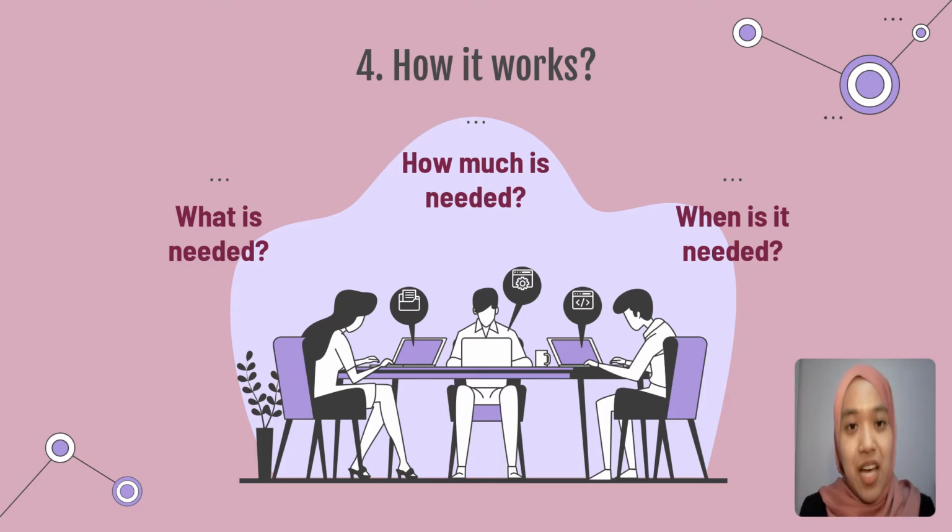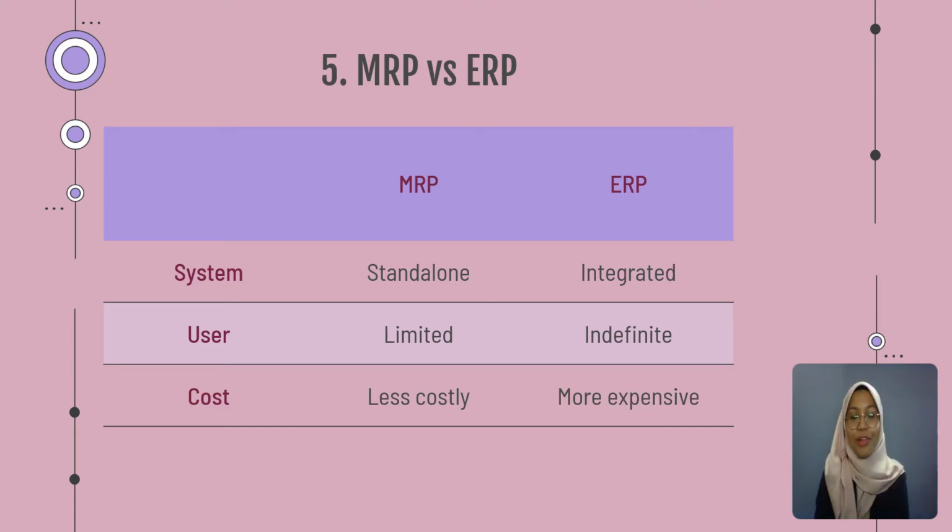Thank you, and next Amira will further explain the differences between MRP and ERP. My name is Amira and I will explain MRP versus ERP. The most significant difference between MRP and ERP is the system. MRP is a standalone software that only handles manufacturing, while an ERP system can easily integrate with other software modules.